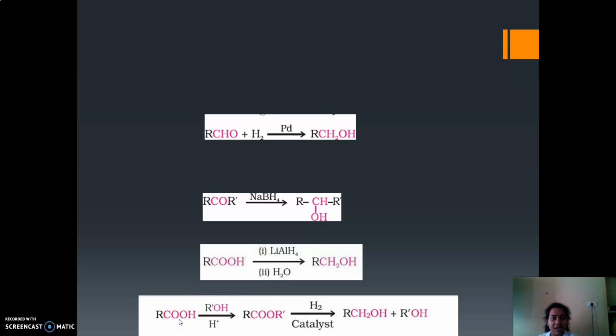This is known as esterification reaction. It is the reaction between carboxylic acid and alcohol. If a carboxylic acid and alcohol react together, it will form an ester. This is the ester form, RC double bond OR dash, and we are conducting the hydrogenation in the presence of a catalyst. Then we will get alcohol. We are getting 2 types of alcohol, that is primary alcohol and methyl alcohol.